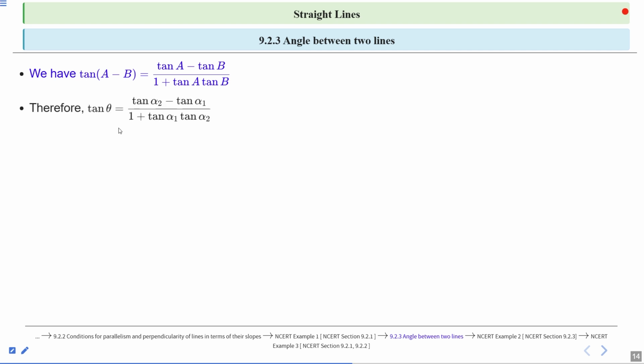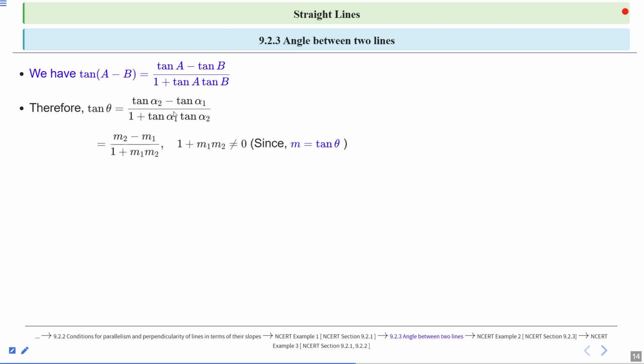Therefore tan theta is equal to what? Tan theta is equal to tan alpha 2 minus tan alpha 1 divided by 1 plus tan alpha 1 into tan alpha 2. Since we have seen in our previous slide, tan theta is equal to tan of alpha 2 minus alpha 1, and here we use the formula tan of a minus b is equal to tan a minus tan b divided by 1 plus tan a tan b. Therefore tan theta is equal to tan alpha 2 minus tan alpha 1 divided by 1 plus tan alpha 1 into tan alpha 2. Clear?